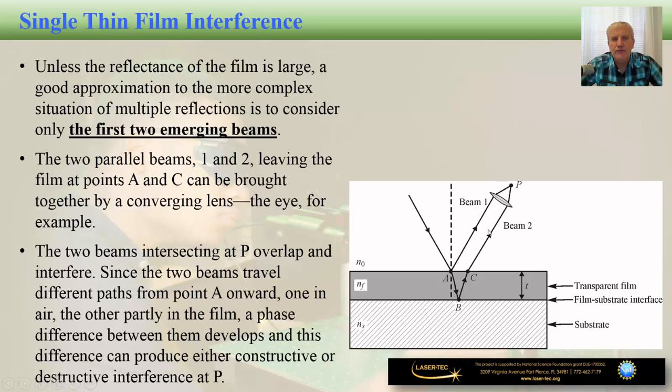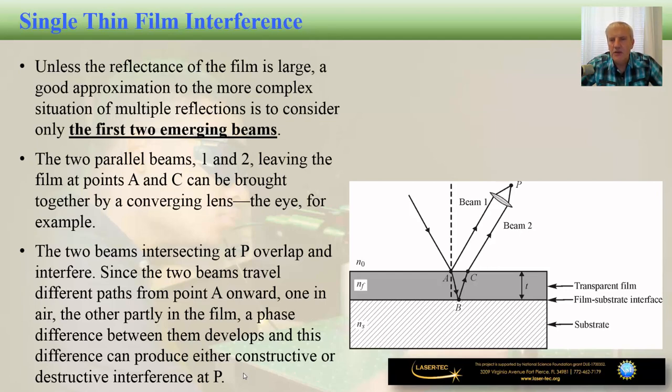and light wave 2. So what we are doing here is also using this converging lens to bring these two beams onto a specific point P that is going to be our observing point. And it turns out that these two beams intersecting at P are going to be overlapping and interfering, since these two beams travel different paths from point A onward, one in the air, the other partly in the film. A phase difference between them is going to develop, and this difference is going to produce either constructive or destructive interference of these two beams, beam 1 and beam 2.